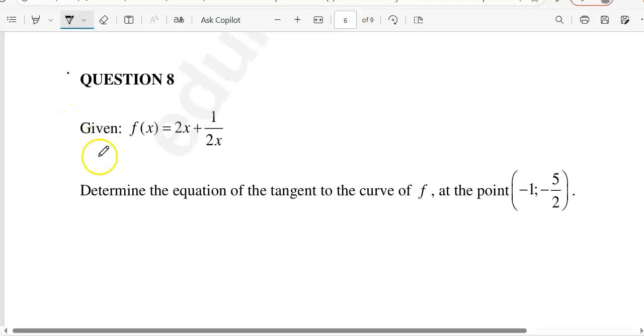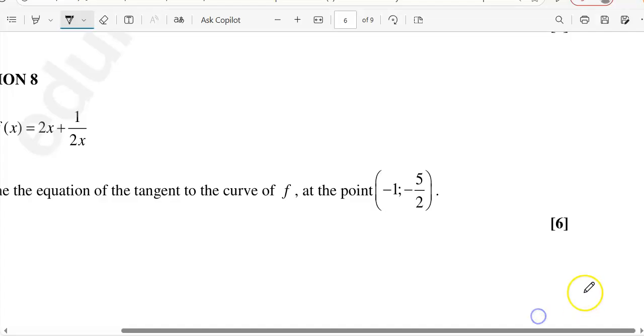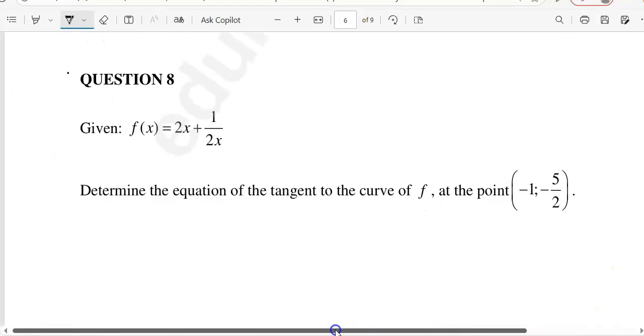Okay, before we work on this problem, question 8, I just want to show you the mark allocation. This is 6 marks. There's something very important I want to explain.